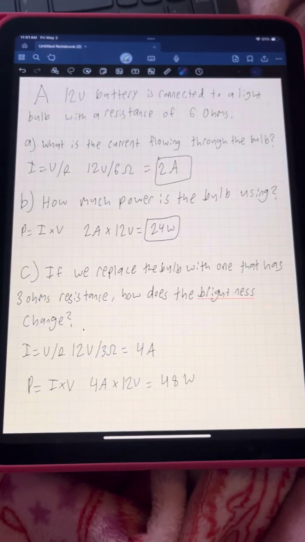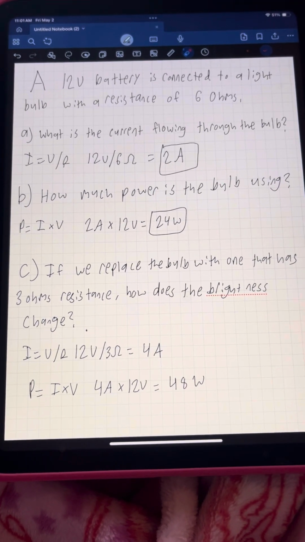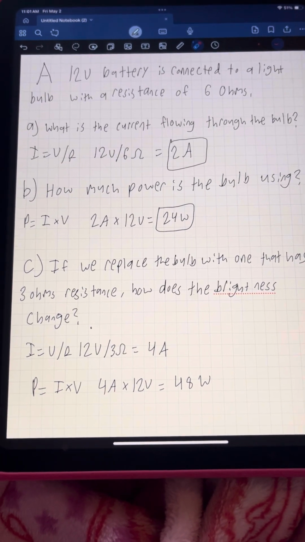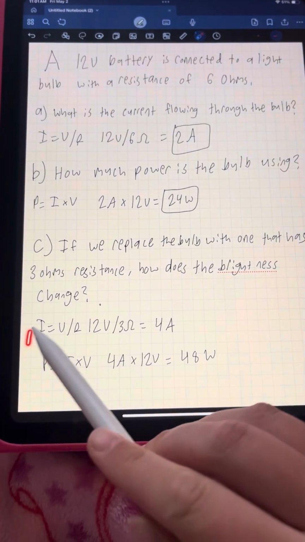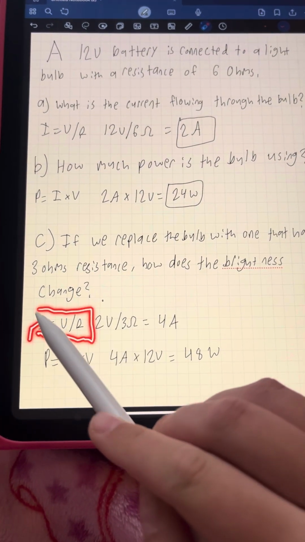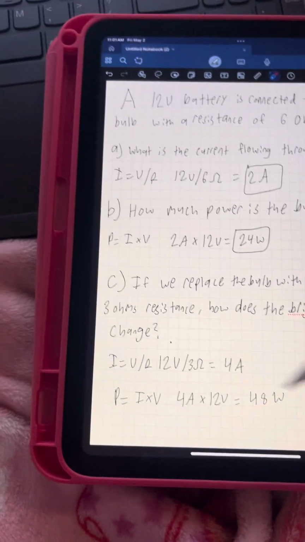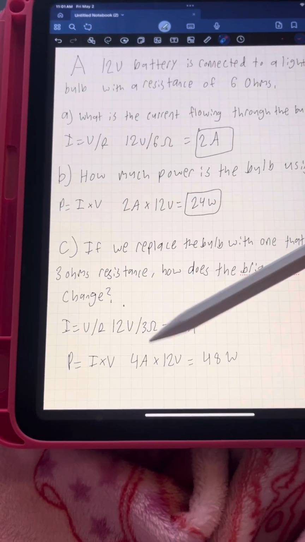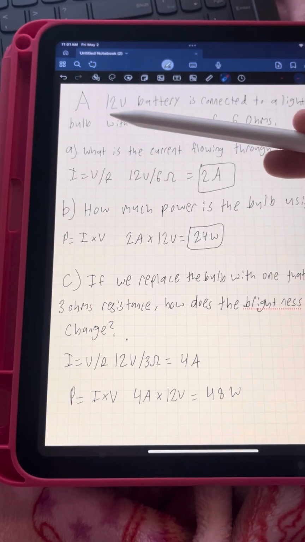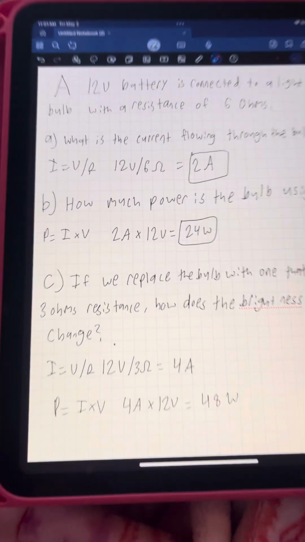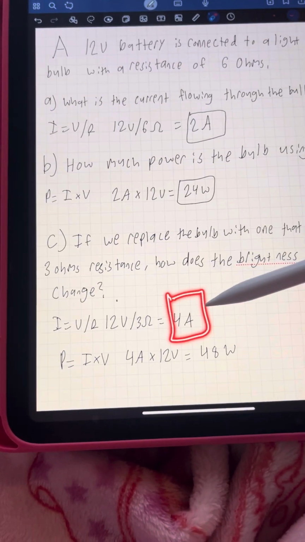We get to our last question. If we replace the bulb with one that has 3 ohms resistance, how does the brightness change? For this one, we're going to start with Ohm's law: 12 volts divided by 3 ohms. We're using the 3 ohms from here and the 12 volts from our original setup. And we get 4 amps as our answer.